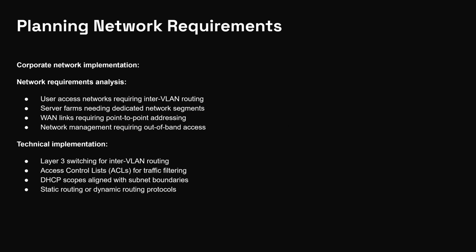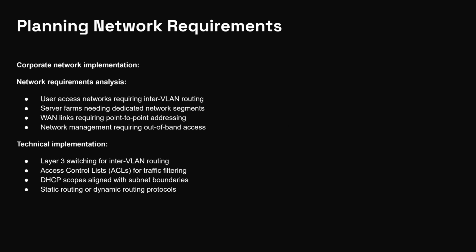Yep, the next slide. So planning network requirements. Usually we have a corporate network, and we look at how we can implement subnets and other technologies for it. Network requirement analysis: user access networks requiring inter-VLAN routing, you need to account for those. Then you need to account for server farms, or servers, server racks in a data center. You need to account for the WAN links. The WAN links are point-to-point addressing because they're most likely between your edge router and your ISP router. And that is where the /30 will come in, as Carlos mentioned earlier.